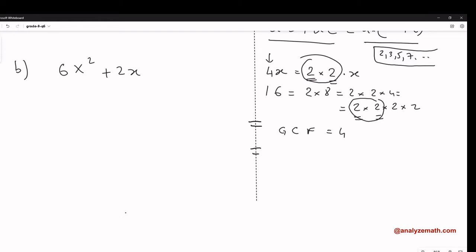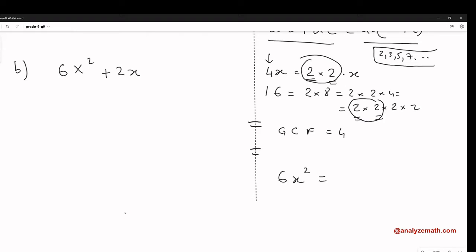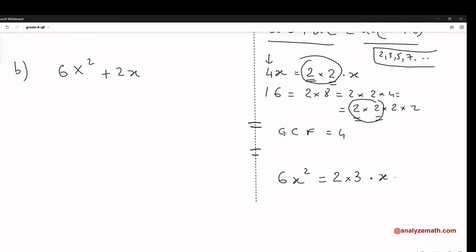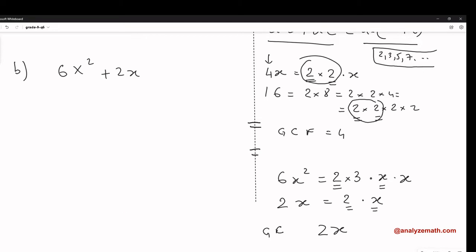Now let's look at the expression given in part B. So 6x2 and 2x. Now we start with 6x2. 6 as a product of prime numbers, it's 2 times 3. And that's it. We cannot do any more. And then we multiply by x to account for the x2. 2x is 2 multiplied by x. Now let's look at all the common factors. There is a 2 and there is the x. So the common factor, or the GCF, the greatest common factor is 2x.